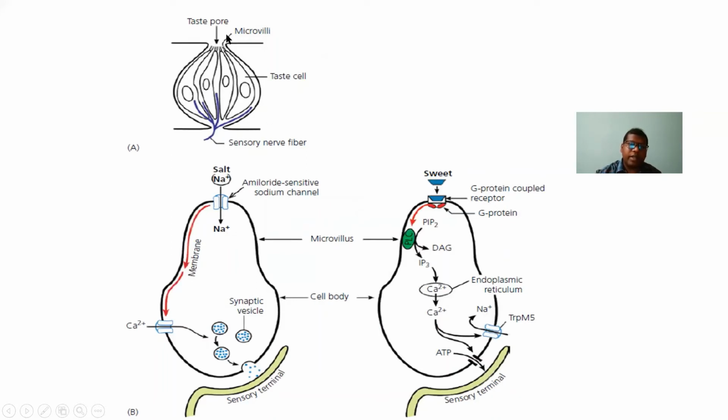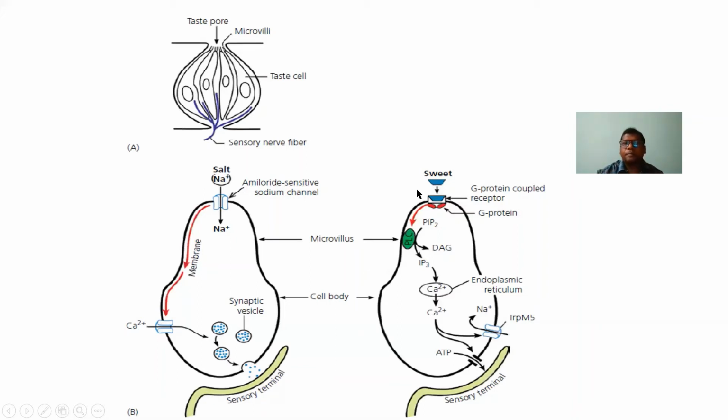So this is the taste bud, and this receptor cell is sensitive for salt. The salt stimulates the amiloride sensitive sodium channels, through which sodium enters into the cell and causes stimulation of voltage gated calcium channels. Calcium comes inside and causes synaptic vesicles to release the neurotransmitter by exocytosis, and the neuronal end, the sensory neuron, is stimulated.